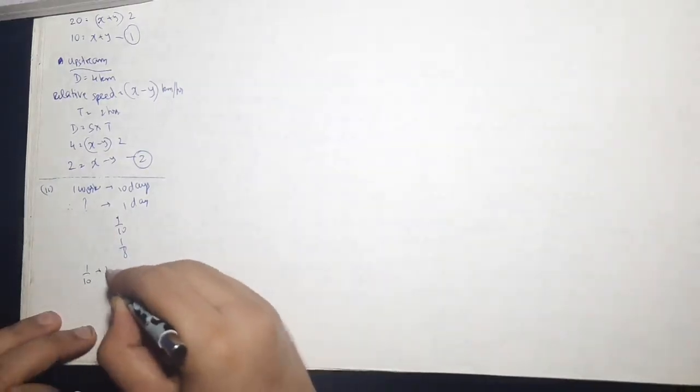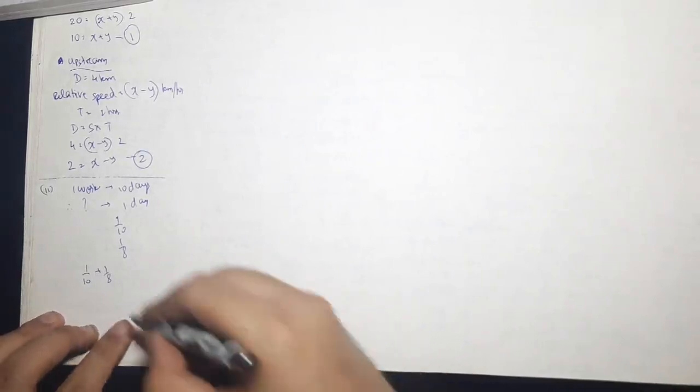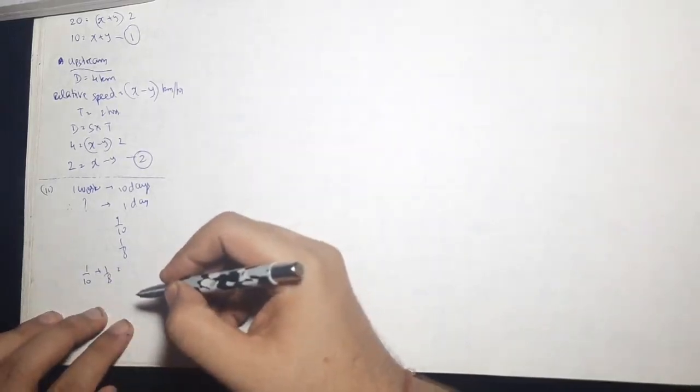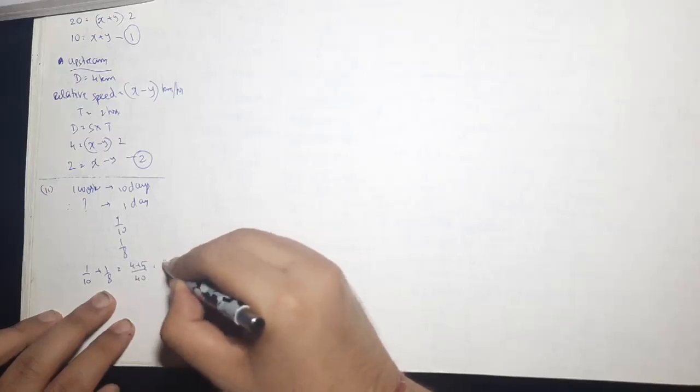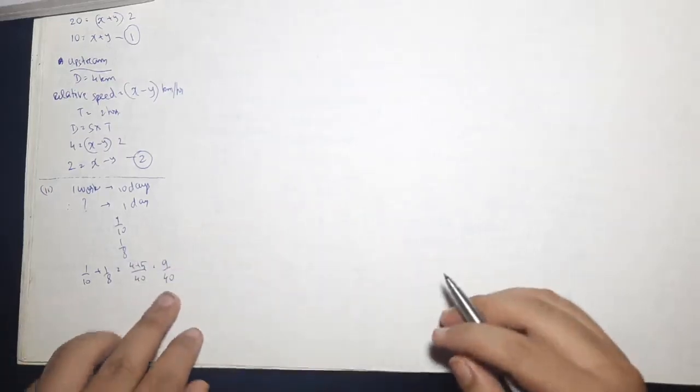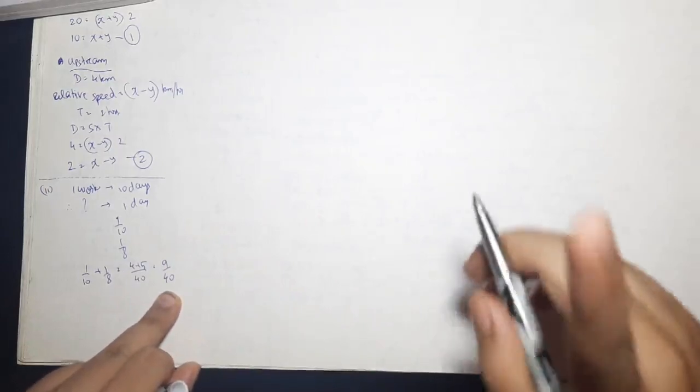In one day, 1 by 10 plus 1 by 8, this much work will be completed. Take LCM, the LCM will be 40. So this will be 4 plus 5 upon 40, that is 9 by 40. This much work would be completed in one day.